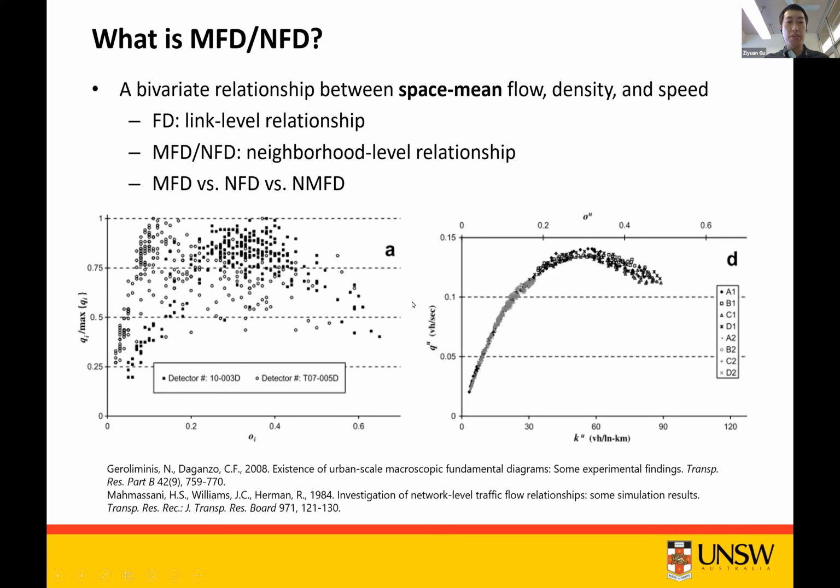As you can see in the figure on the left, if we are looking at the link level, there is a huge scatter in the data. However, it was found back in 2008 that if you aggregate all the link data together and look at the network as a whole, you'll see that the scatter actually disappears, and you get a pretty well-defined shape of the curve. This curve is named the macroscopic fundamental diagram, or network fundamental diagram, or network macroscopic fundamental diagram. You might see three names in the literature, but they pretty much refer to the same thing. So these are network fundamental diagrams.